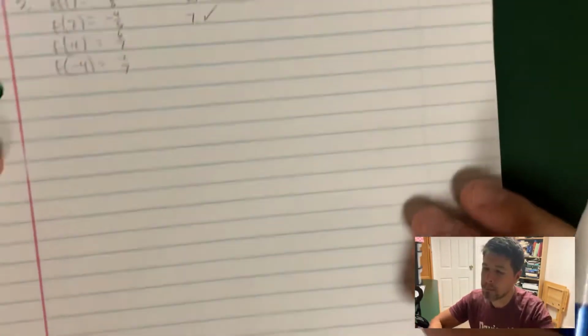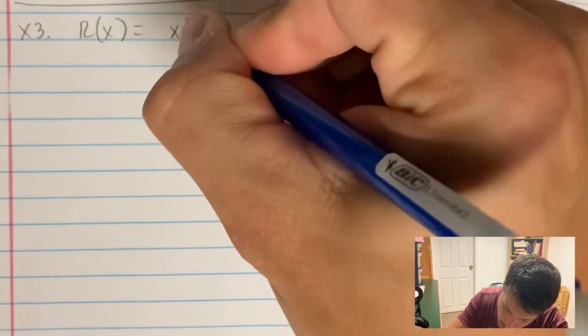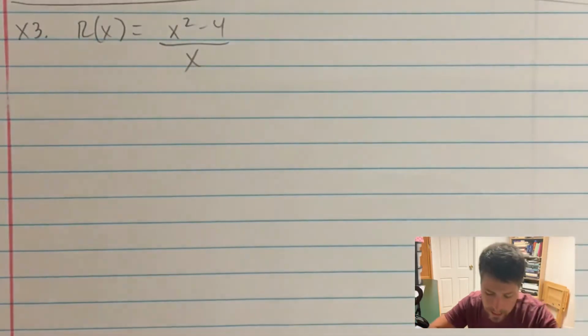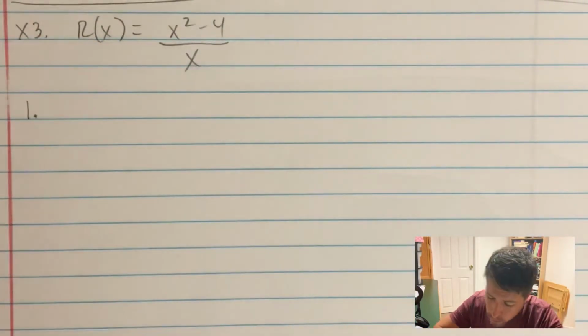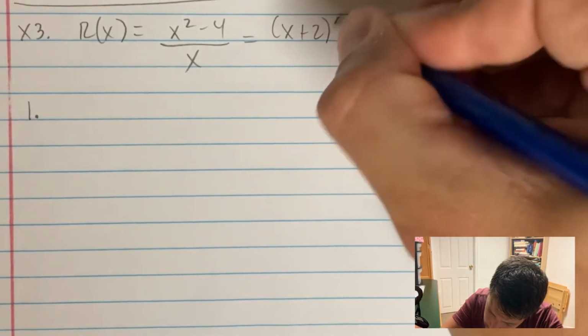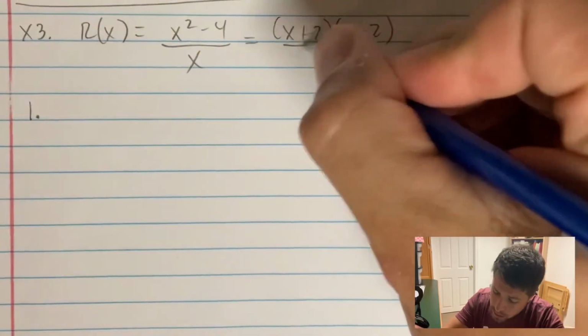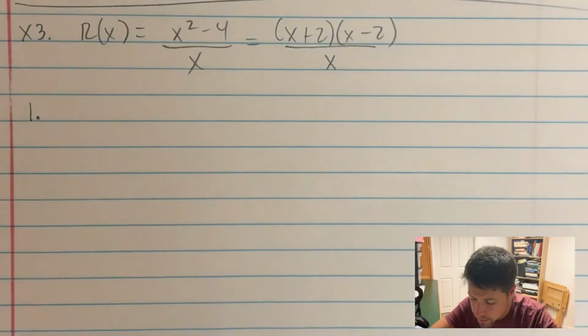A couple more examples here. Here's a different type. My rational function is going to be x squared minus 4 on the top and just x on the bottom. It says factor both. Now it looks to me like I could factor the top as a difference of 2 squares, which is going to be x plus 2 and x minus 2. And it looks like the bottom is going to be just factored on its own.